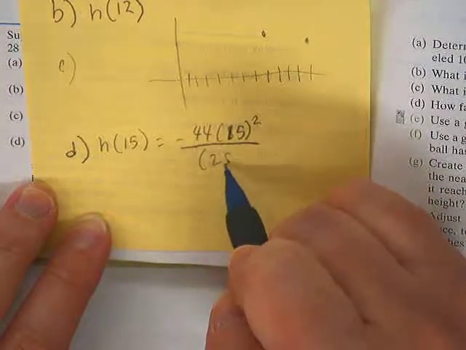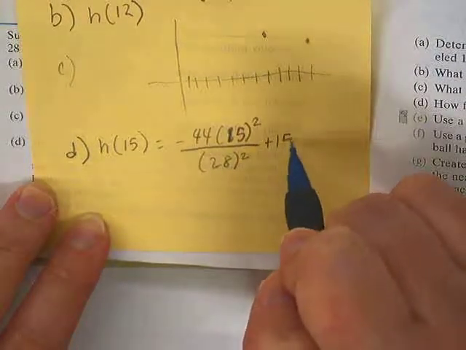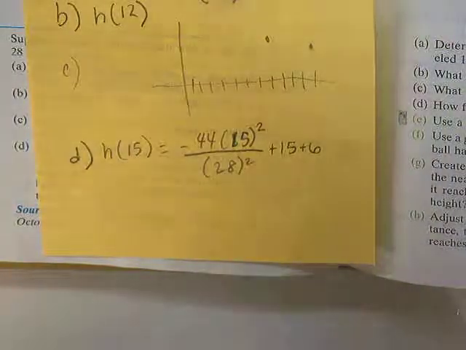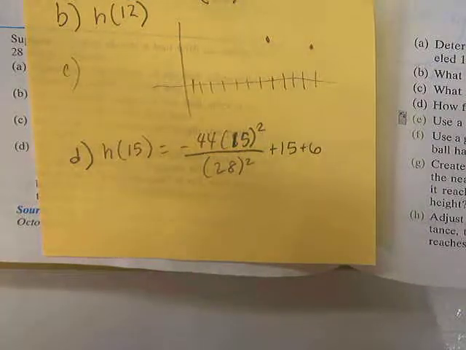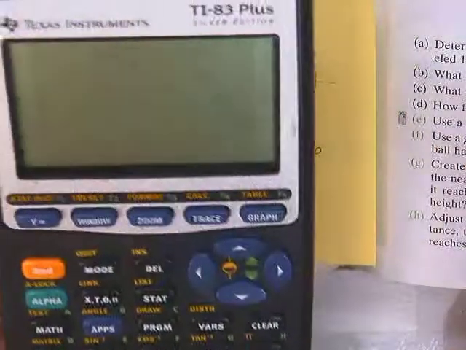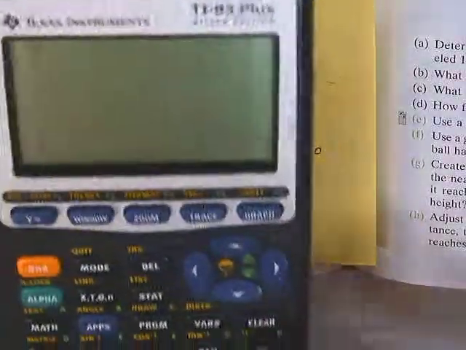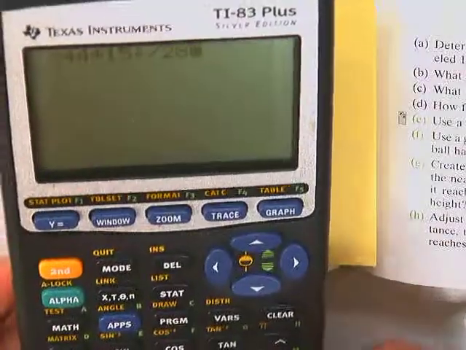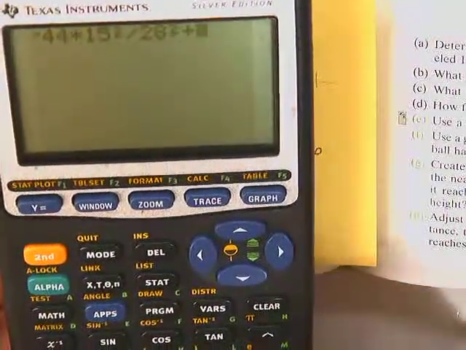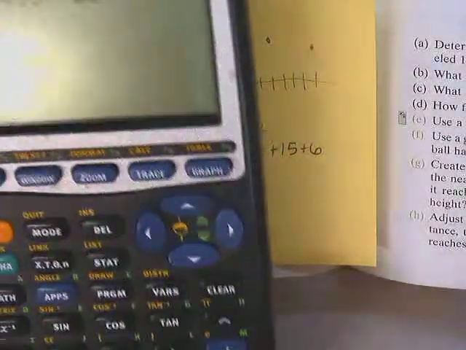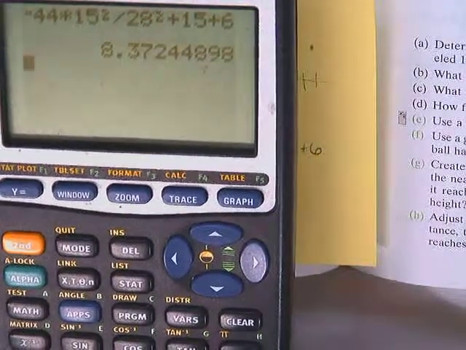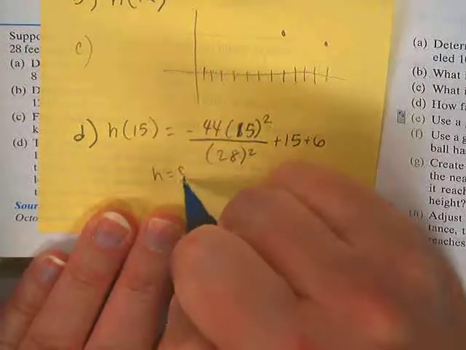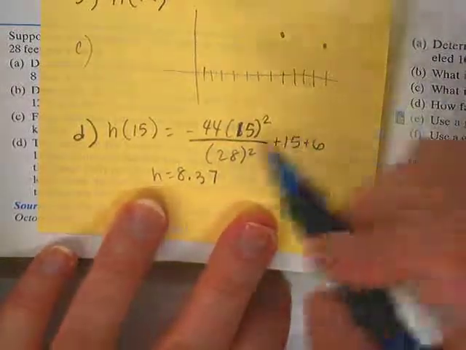And we go ahead and calculate the number. Plus 15 plus 6. So using a calculator, we're going to put in negative 44 times 15 squared divided by 28 squared plus 15 plus 6. So 8.37 is the height of the ball.